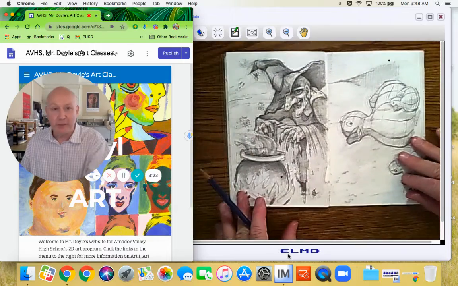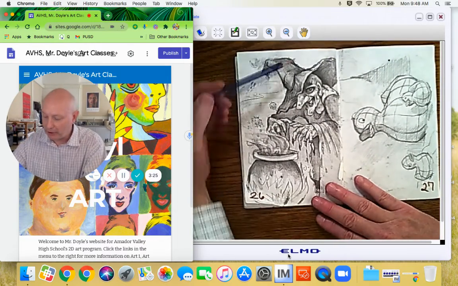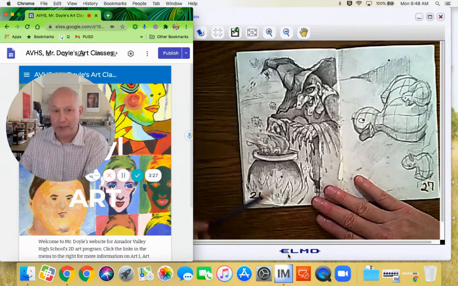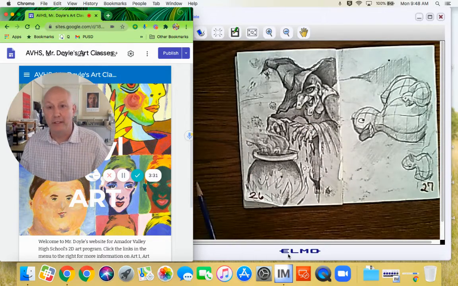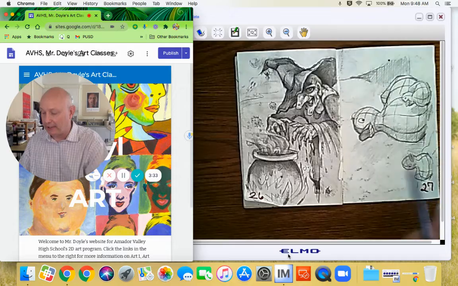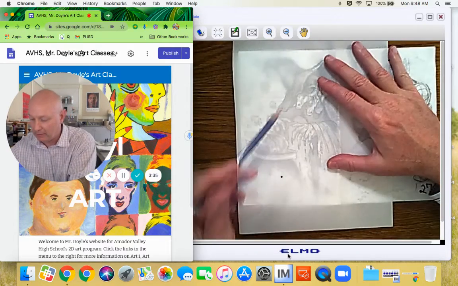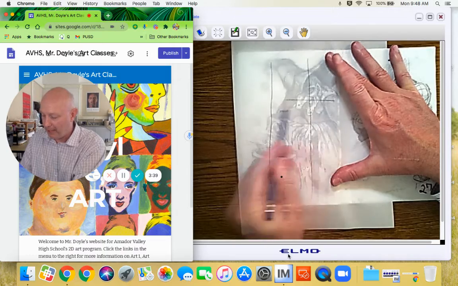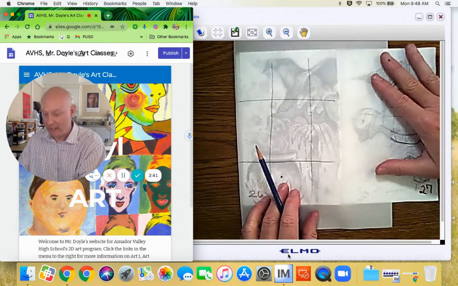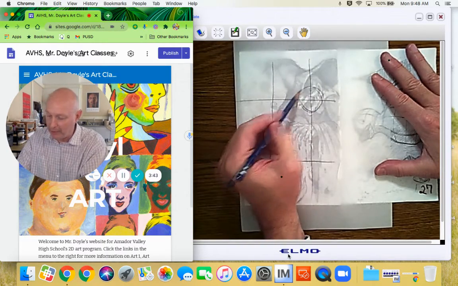Page 26 was a free draw. You were to sort of draw those rule of thirds lines and then put a focal point at one of those intersections. So this was mine. And if I divided my page into thirds, you can see I put my focal point here.